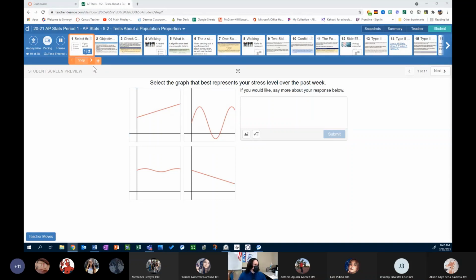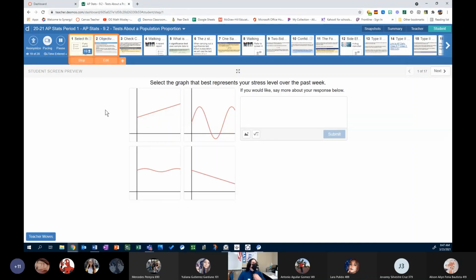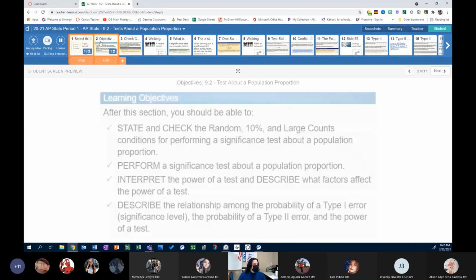All right, so I'm going to progress. Oops, that's not what I want to do. I want to do that. We're going to move to make the second screen available.